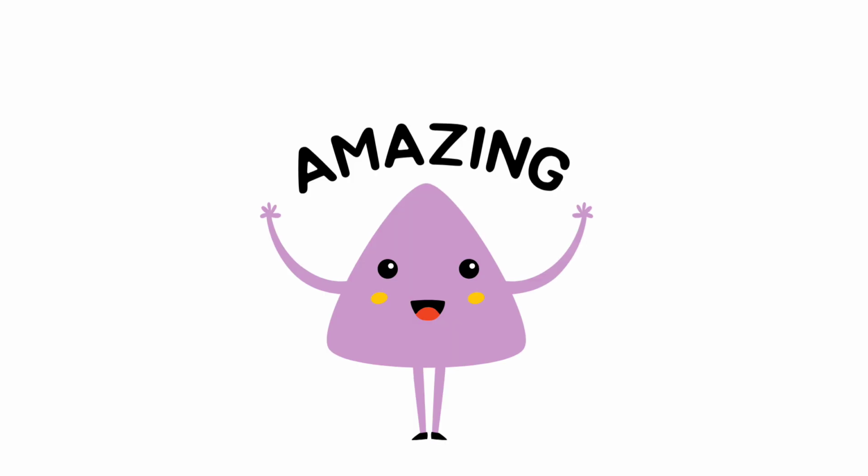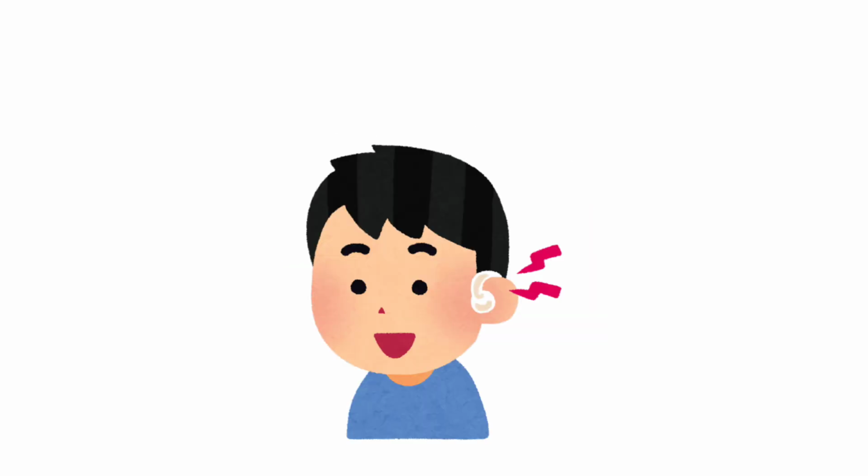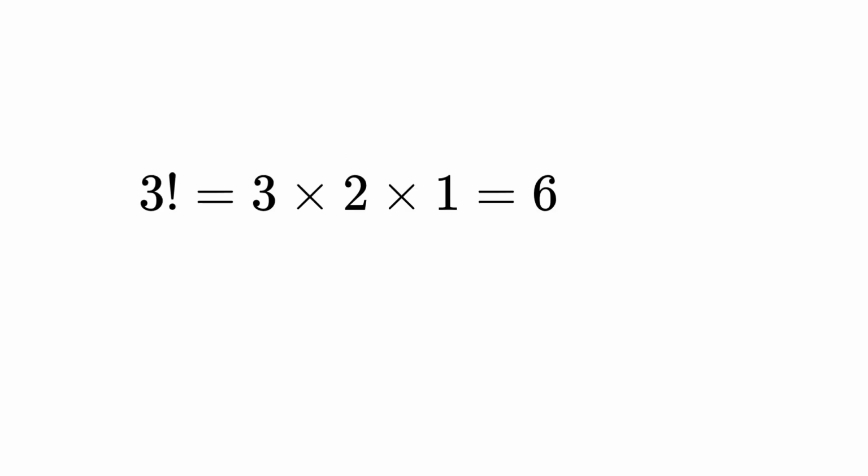This is an amazing factorial problem. You all might have heard about factorials. We put an exclamation mark after a number, like 3 factorial, and 3 factorial we can write as 3 into 2 into 1 is equal to 6.